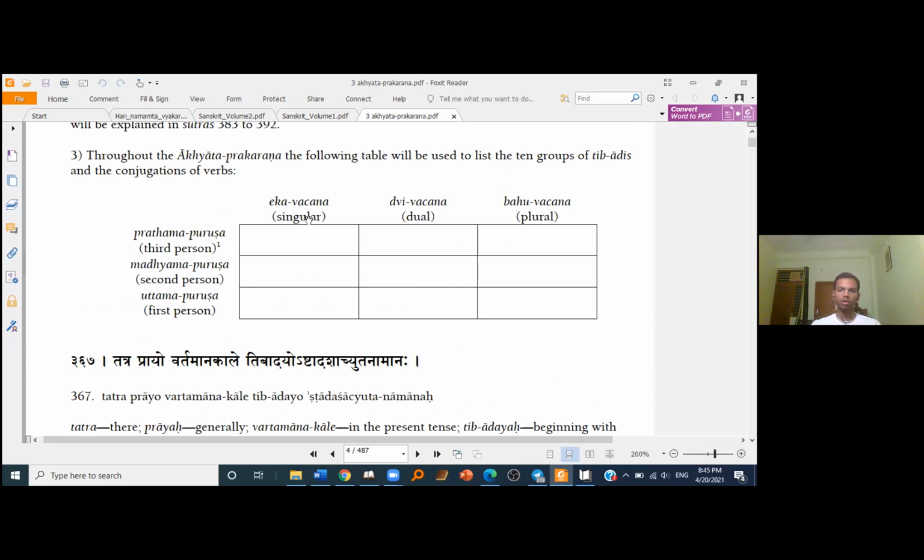This is column, right? Yes. Again, columns and rows. This column represents ekavachana. The second one represents dvivachana. The third one represents bahuvachana, like in the nama shabda. And the first row represents prathama purusha, which means the third person, not like the English one. Madhyama purusha, the second person, and uttama purusha, the first person, one who is speaking.